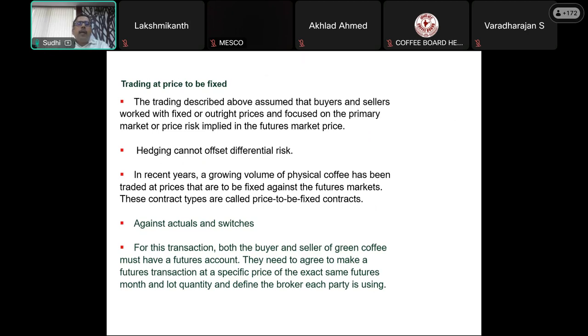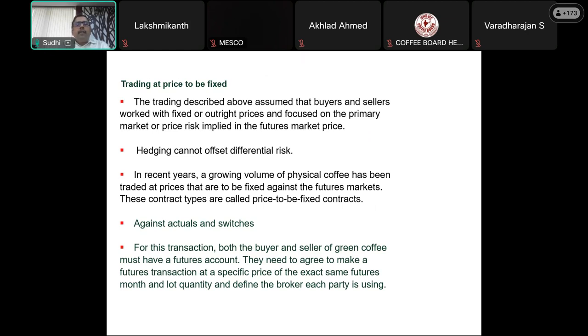So either the outright price is fixed, or the differential is fixed, then market fixation at either the buyer's call or the seller's call. If we sell at the seller's call, the exporter has the option to fix the price at the market on the day and the time which he feels is right for him. Okay, in case of a buyer's call, the buyer has the right to fix the market at any point of time.